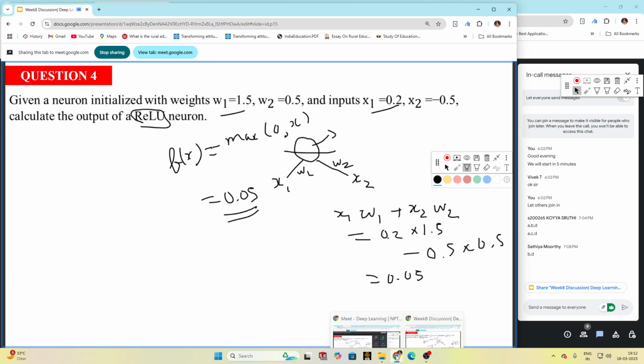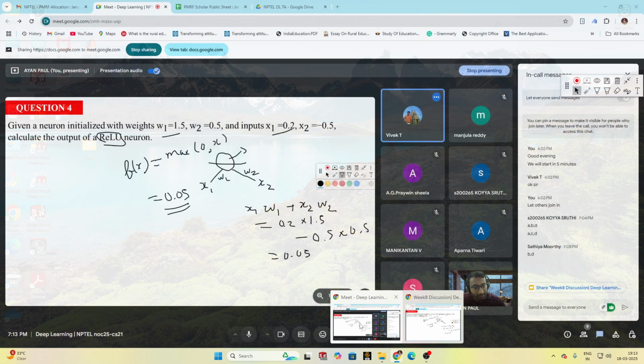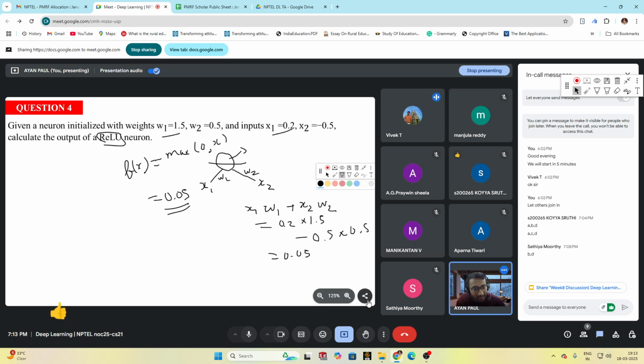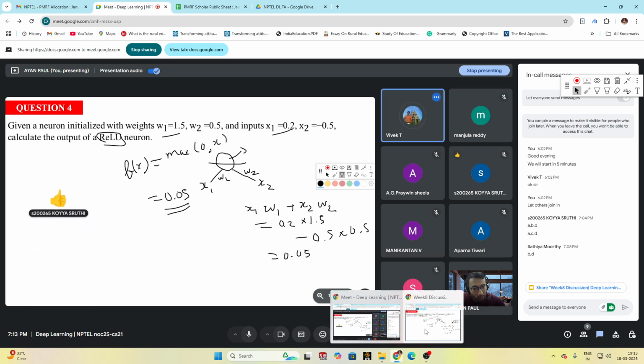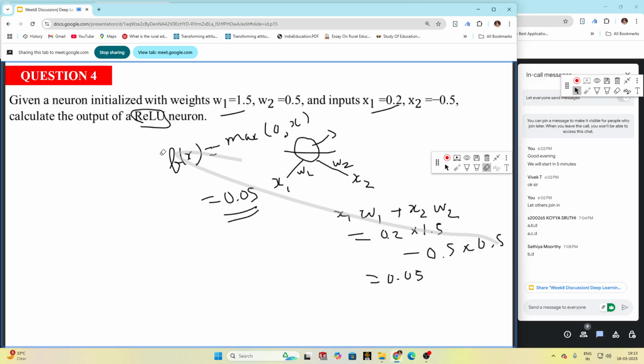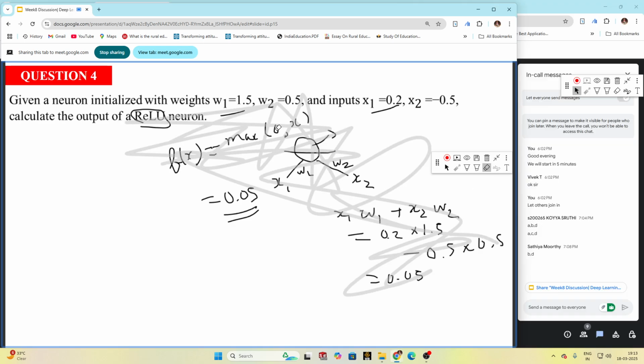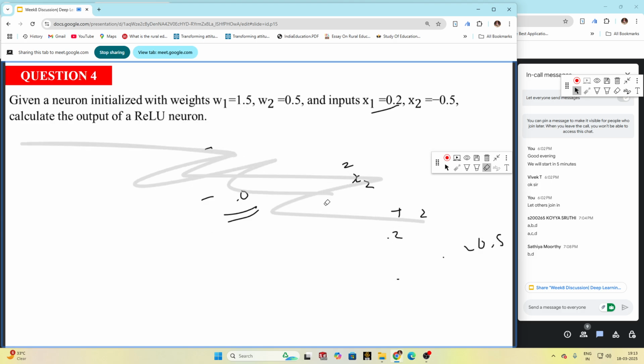So is it clear to all of you? Yes. Any doubt regarding this? No. Okay, let me show you the solution also. It will be step by step, in case someone doesn't understand it, so it will be better for them.